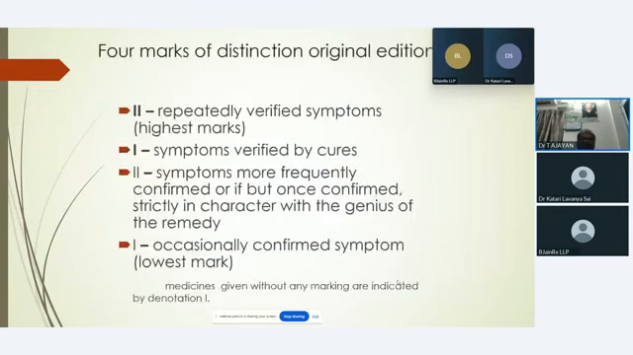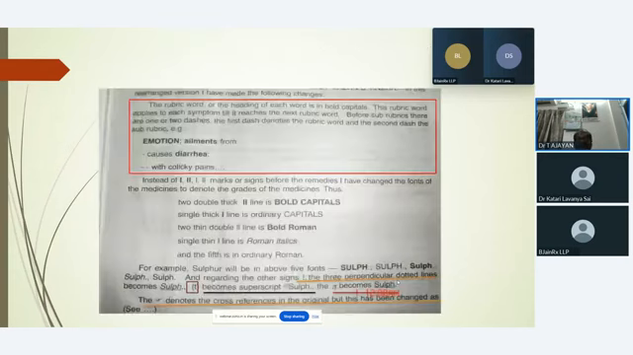Then different typographic markings are there. In Kent and Boger Boenninghausen, typographic markings, everybody knows. But here there is one limitation: you are not able to arithmetically calculate it. The typographic markings are like this: 2 thick bold lines, a repeatedly verified symptom. 1 thick bold line, a symptom verified with the QRs. Then the 2 thin lines: symptoms more frequently confirmed, though not always confirmed, strictly in character with the genius of the remedy. Then a single thin line is an occasionally confirmed symptom. Look here, this is the typographic marking.